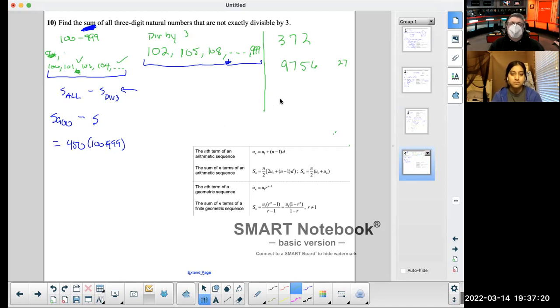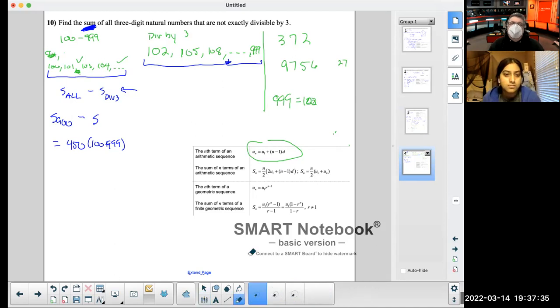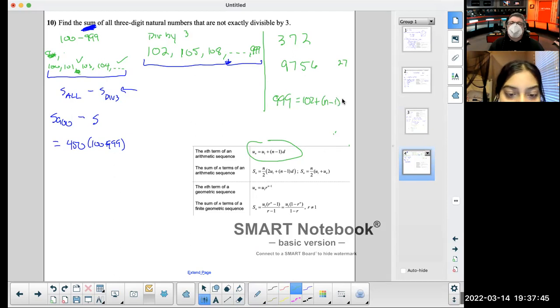But we do know that, let's see, 999, the last term, I'm going to use this formula, equals the first term, 102, plus 102 plus n minus 1 times the common difference, which is 3, right? Oh, and then you can just find n.